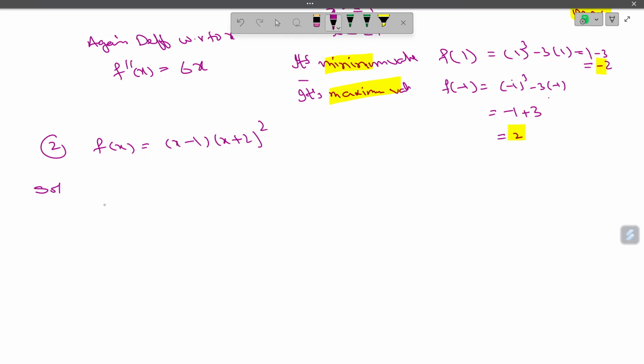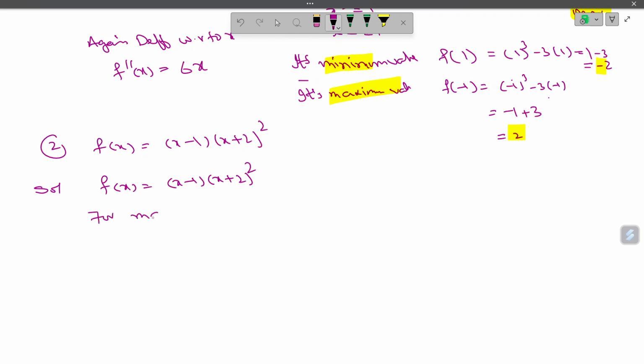And one more thing, please remember, a function can have more than one minima and more than one maxima. Minimas may come, maximas may come. That's why it is maxima and minima, not minimum or maximum of a function. Plural form is used. So what is our f of x? x minus 1 into x plus 2 whole square.